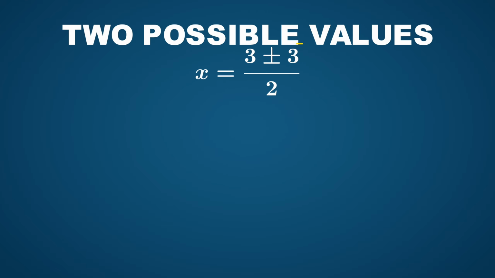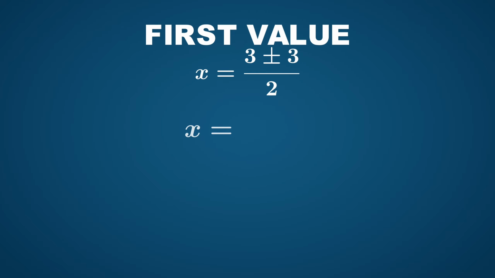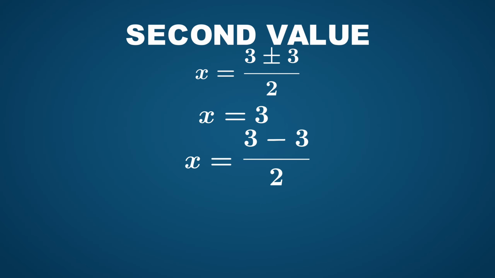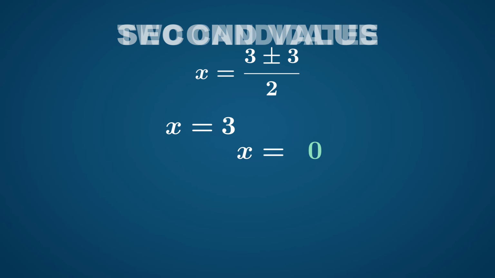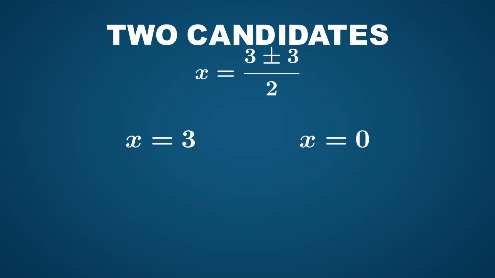This gives us two possible values for x. The first value is 3 plus 3, divided by 2. 3 plus 3 is 6, and 6 divided by 2 is 3. The second value is 3 minus 3, divided by 2. 3 minus 3 is 0, and 0 divided by 2 is 0. So we have x equals 3, and x equals 0.